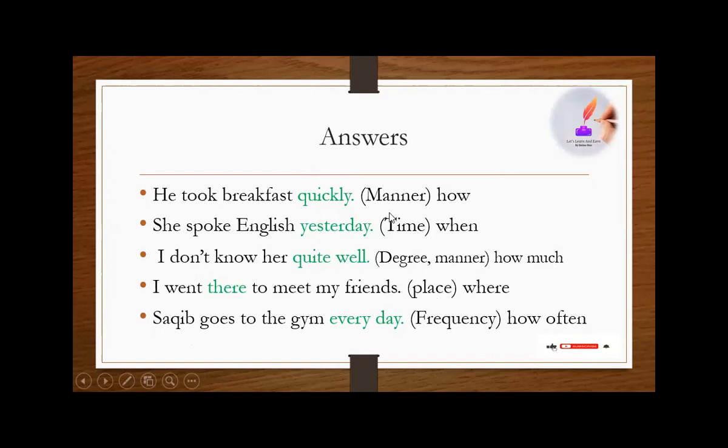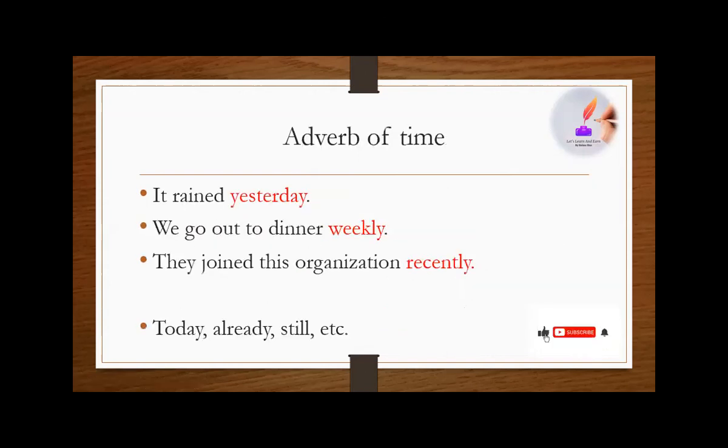If you want to understand adverbs of manner, time, degree, place, and frequency in an easy way, then this video is going to really help you. So, you can understand all types of adverbs easily in this video. The first one is adverb of time. It rained. And if you ask the question when, it means yesterday. We go out to dinner. When? Weekly. They joined this organization when? Recently. Now, yesterday, weekly, and recently are adverbs of time. You have words here like today, already, and still, and you have to use them in your own sentences to understand adverb of time easily.